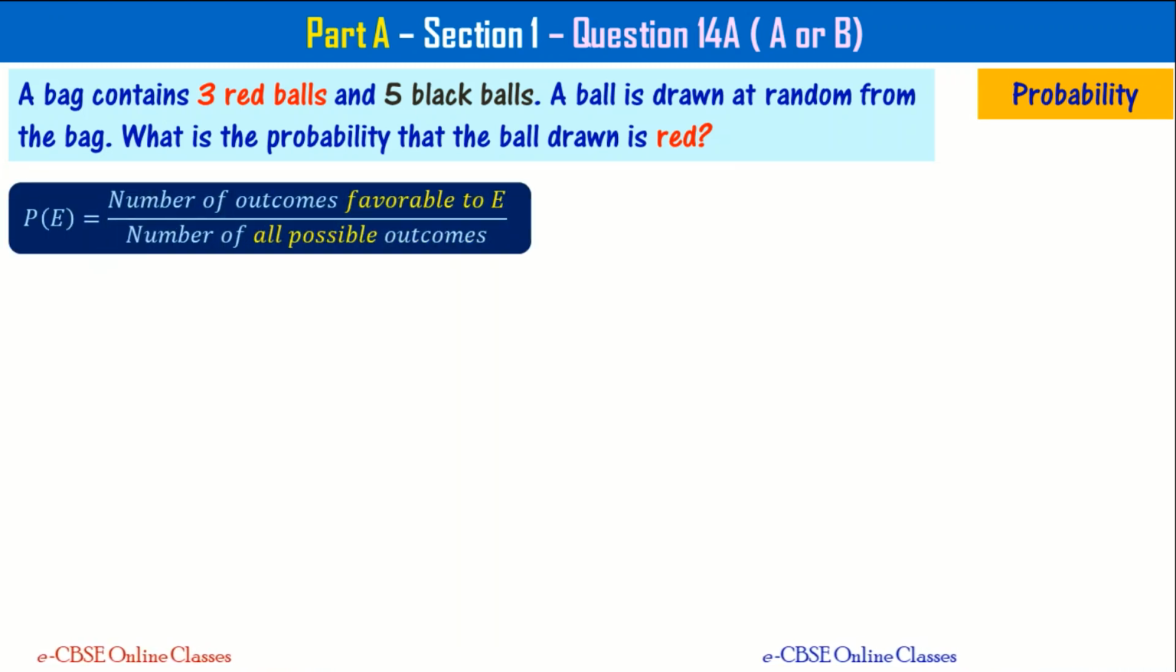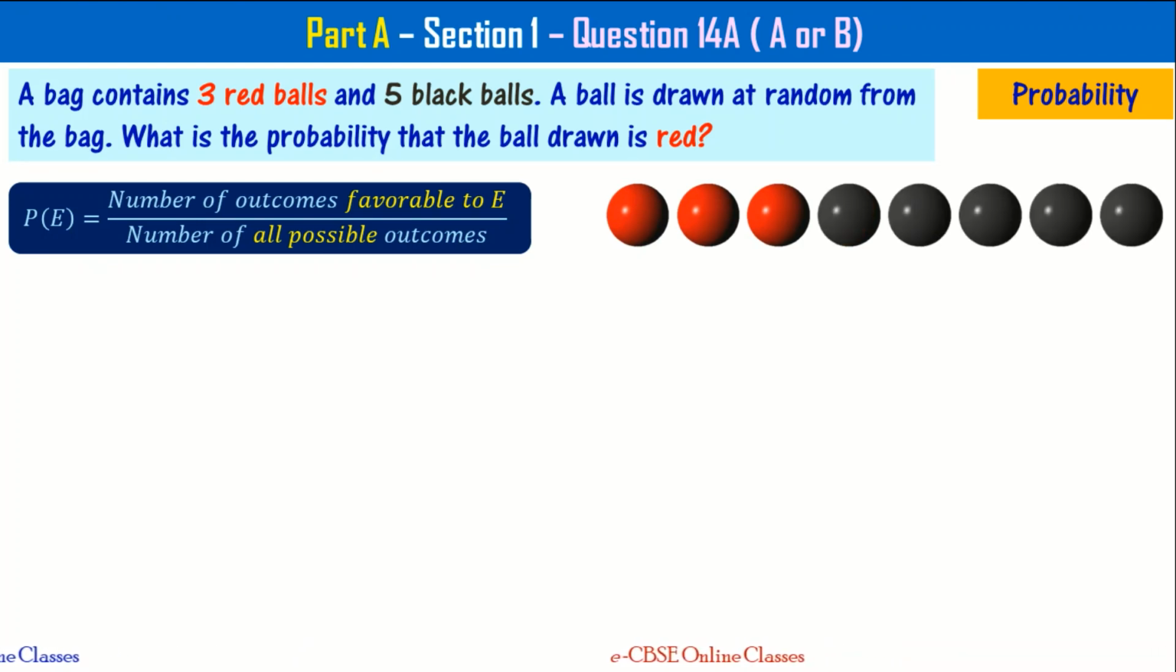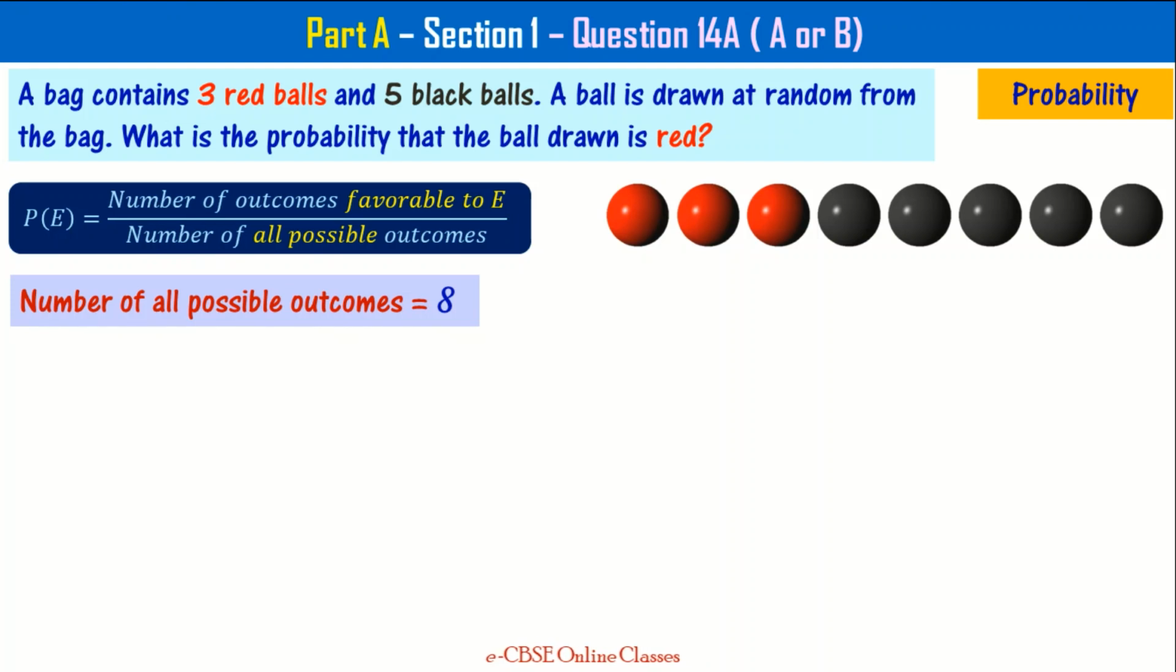Probability of an event E is defined as the ratio of the number of outcomes favorable to event E and the number of all possible outcomes, right? In this problem, we are given 3 red balls and 5 black balls. So the number of all possible outcomes is going to be 8. It means 8 different balls you can pick. Okay. So you have number 8 for the denominator.